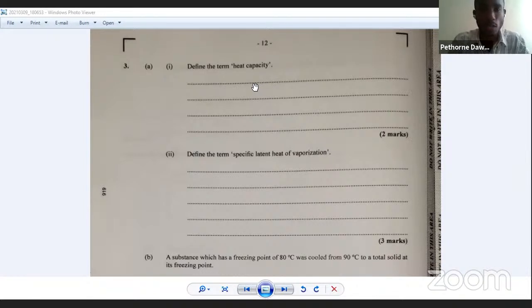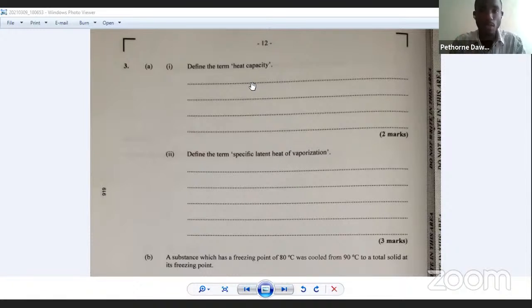All right. Define the term specific latent heat of vaporization. There are 2 specific latent heats in physics. One corresponds to freezing or melting, either way, and the other corresponds to boiling or condensation, either way. The one that corresponds to boiling or condensation is the vaporization. The other one is for fusion. So there's specific latent heat of fusion when something melts or freezes, and then there's specific latent heat of vaporization when something boils or condenses.